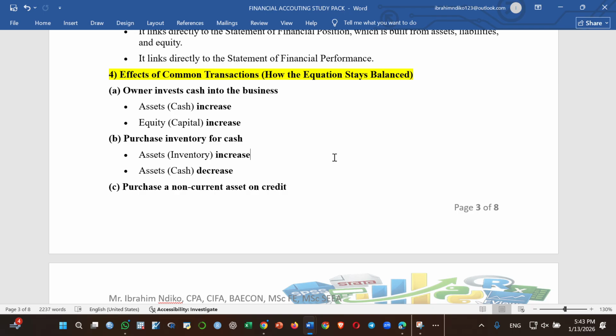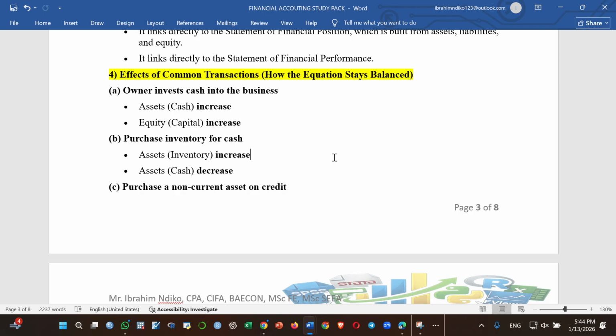So the cash will increase. You record it into the cash account or the bank account by increasing the cash. Number two, because it is the owner who brought the money, it will increase the capital account or the equity. So equity or capital, whichever. Remember we said capital is the money which belongs to the owner of the business, or the equity.